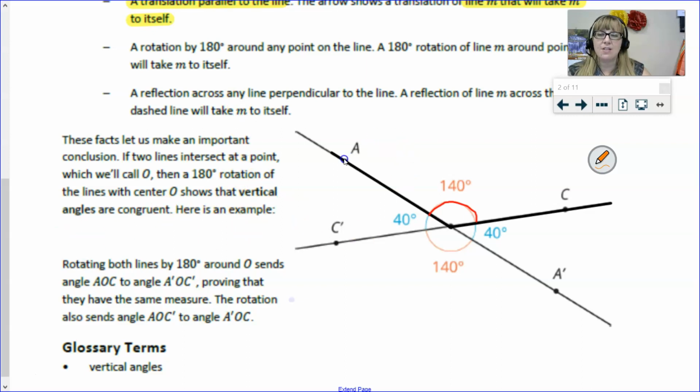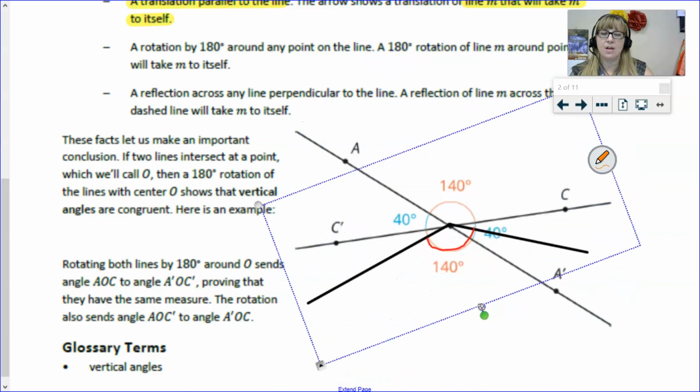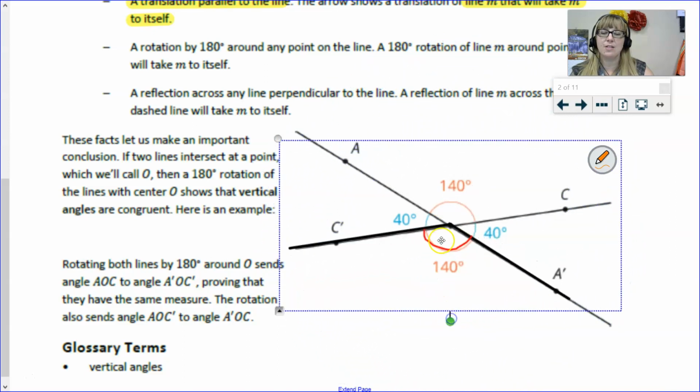The way we saw this is line A and line C. When I rotate the line containing A 180 degrees, it shows me where A prime is. And when I rotate the line containing C 180 degrees, it shows me where C prime is. And if I rotate them both at the same time, 180 degrees, we can see that the angle that's formed by those two lines stays the same.